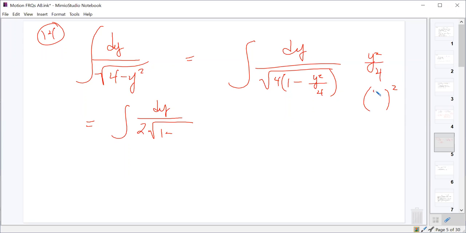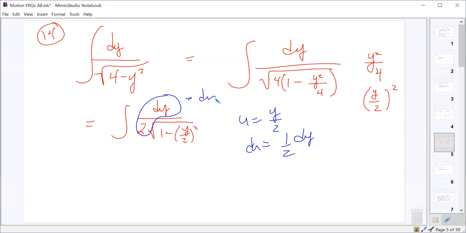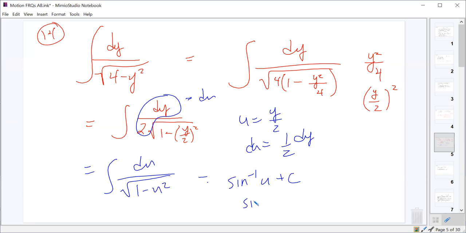As something squared, y over 2 squared. So if I do that, I should then be able to make a u substitution. Let u equal y over 2, and du will be 1/2 dy, or dy over 2. Well, do I have dy over 2? Right, that's du, isn't it? So I just end up with an integral of du over root 1 minus u squared. And that is an integral from our rule sheet, which is just the inverse sine of u. So inverse sine of y over 2 plus the constant.